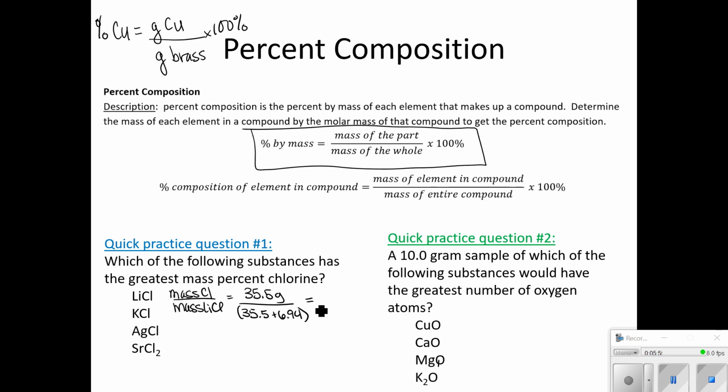So this one is going to have a very high mass percent of chlorine, and that's because the chlorine is so much heavier than the lithium is. It turns out, if you do the calculations, this one has the greatest mass percent chlorine.